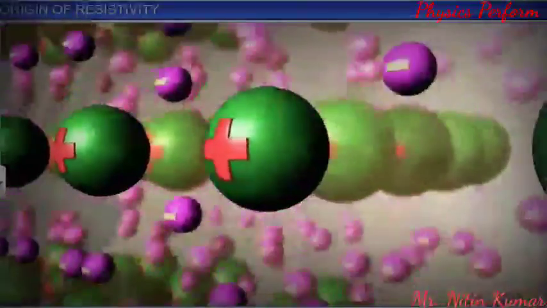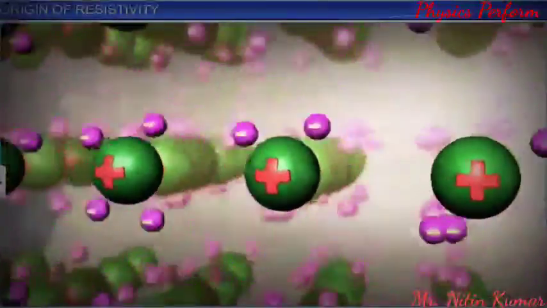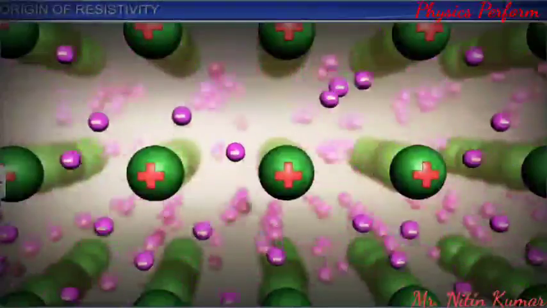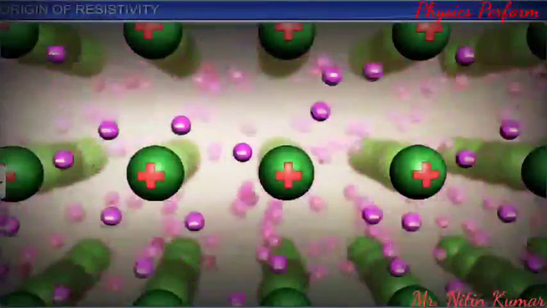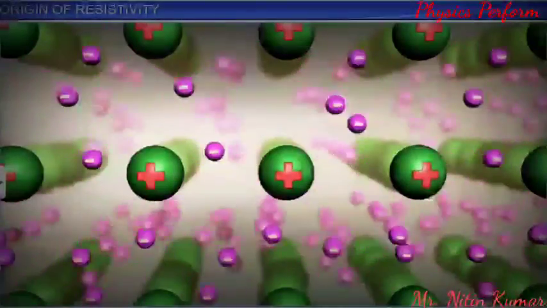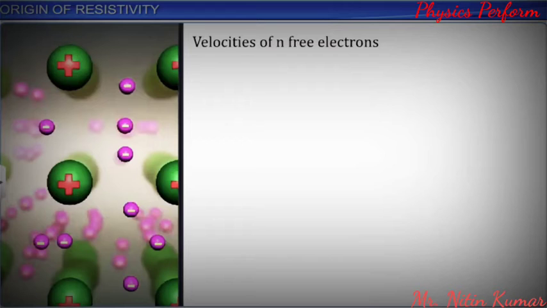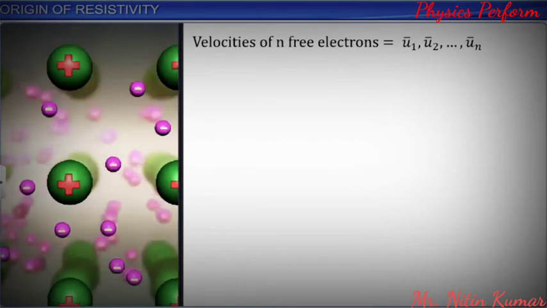Hence, the collisions between conduction electrons and other electrons are neglected. As the conduction electrons move at random, they have different velocities in different directions. Let the velocities of the free electrons at any given instant be u1, u2, and so on up to un for n number of electrons.